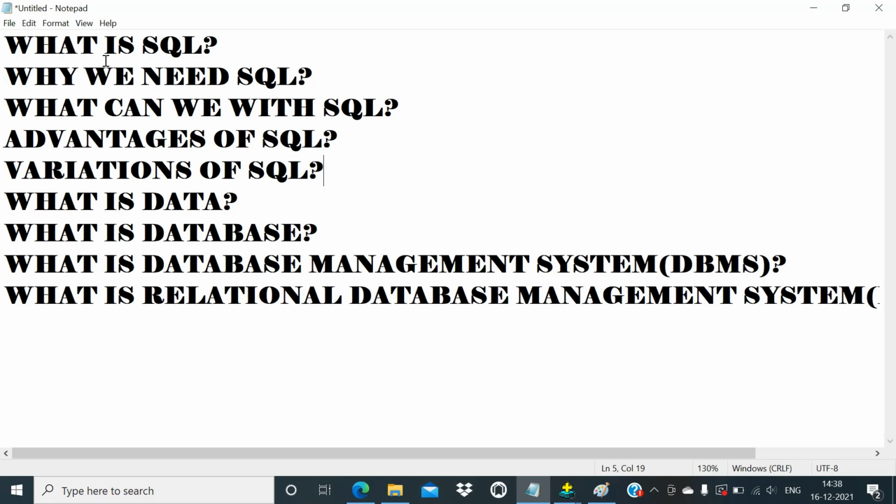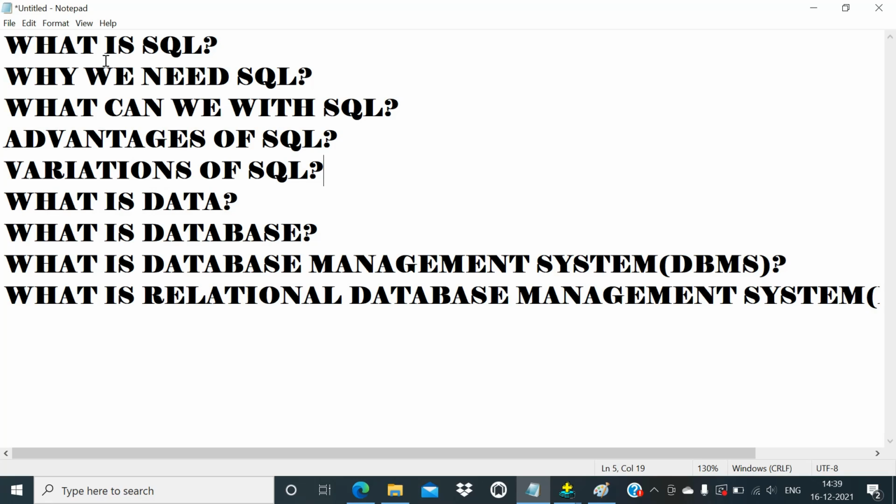Just like languages like Telugu, Hindi, English, SQL is also one language which is used to communicate with database. Generally, we use language to communicate with each other, with our friends, relatives, family members, everyone. Just we need to say something, we use language. So in computer, to communicate with database, we need one language. That is SQL. SQL stands for Structured Query Language.